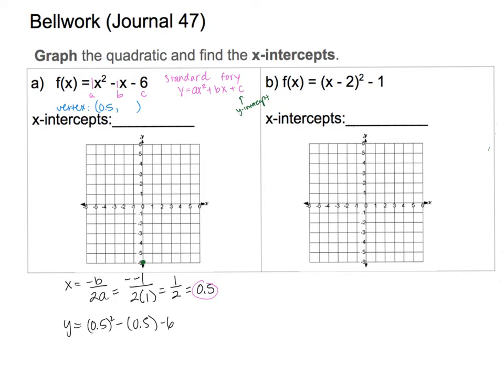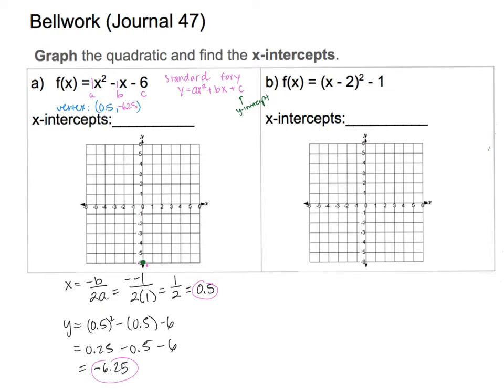So 0.5 squared is 0.25. I'm going to subtract the 0.5 and then the 6. If I do this, I get negative 6.25, I think. So in this case, this is our y value, so the vertex is 0.5, negative 6.25. If I were to graph this, it would be about half this way, so 0.5, and then down to 6.25, which would be around here, a little bit lower than negative 6, but only between 0 and 1 because it's 0.5 for x.